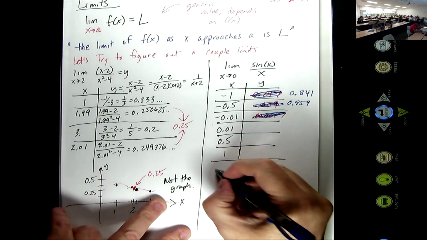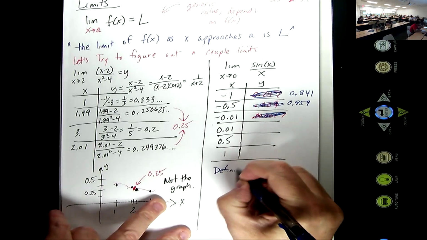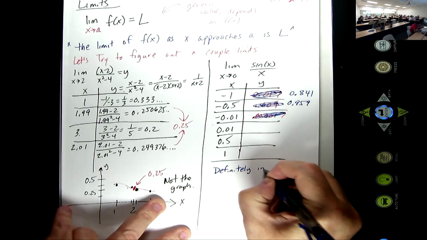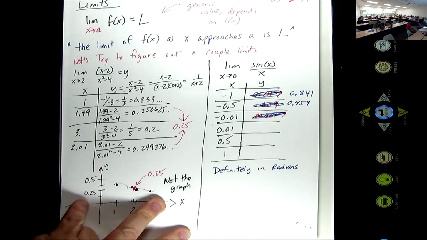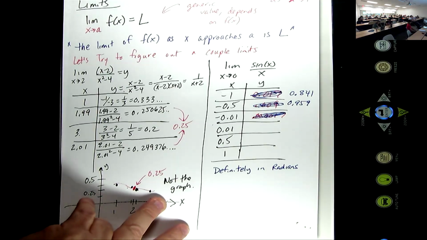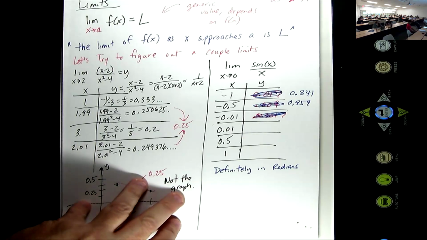Yeah, definitely in radians. And as we go through the calculus, you'll see why. The formulas that we get with degrees are atrocious, unless you like having 180 over pi in your functions.